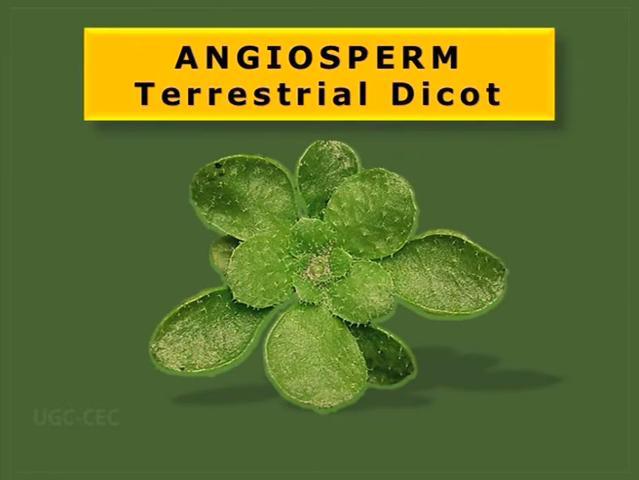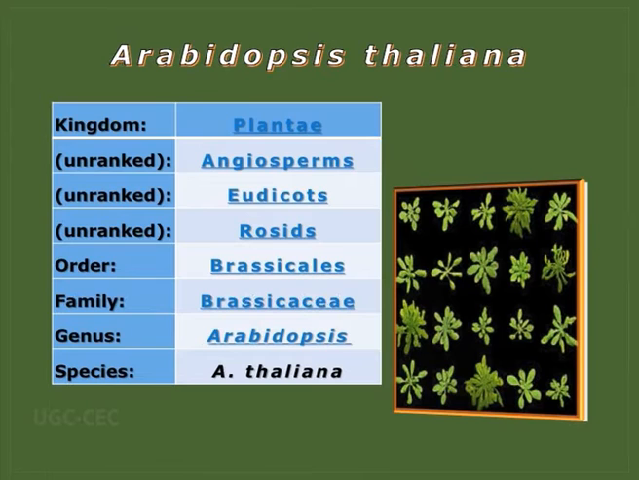Now we are coming to another member, that is Angiosperm, and in this community it can be again divided into terrestrial dicots, and we have the model plant Arabidopsis thaliana.